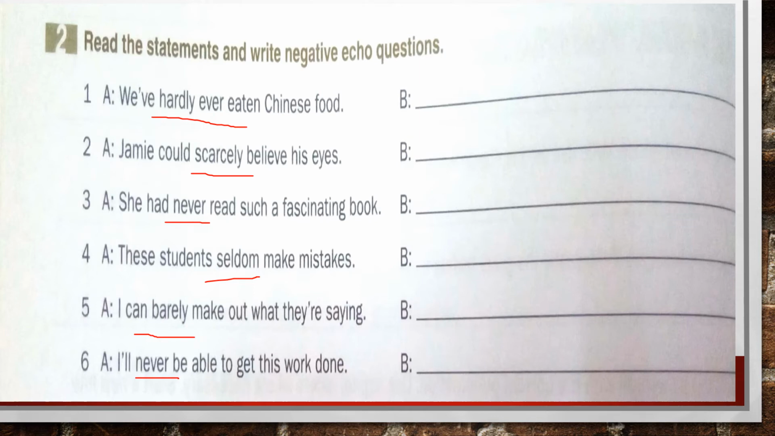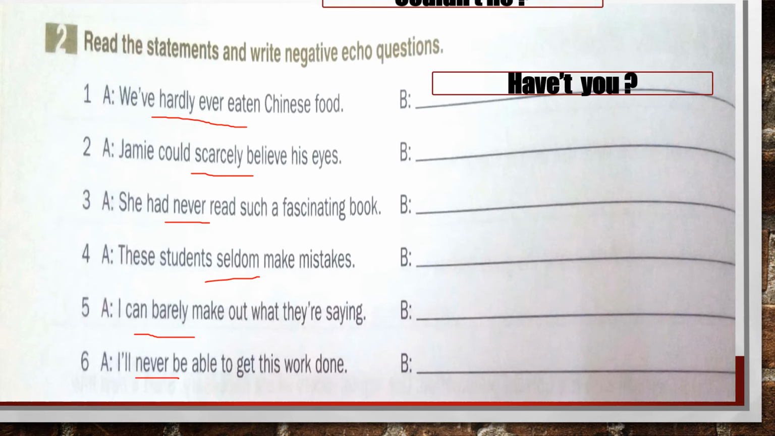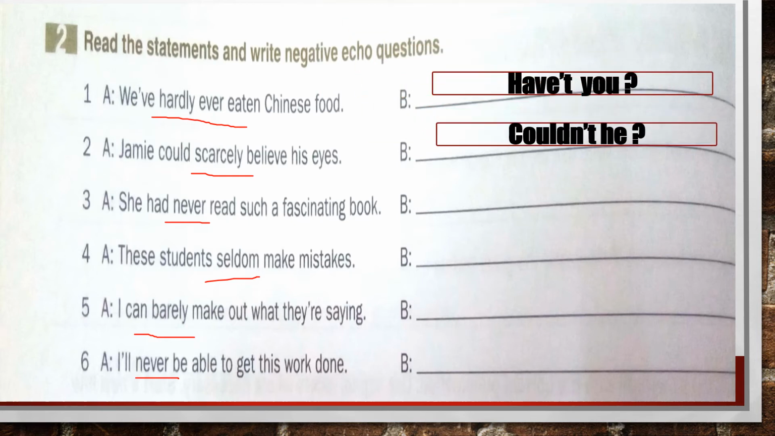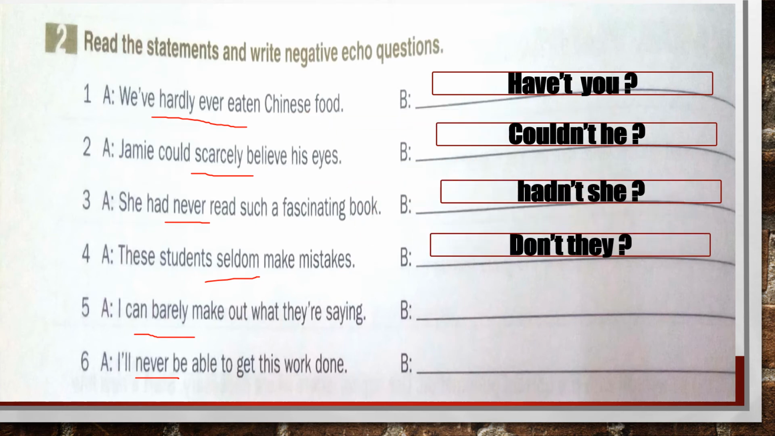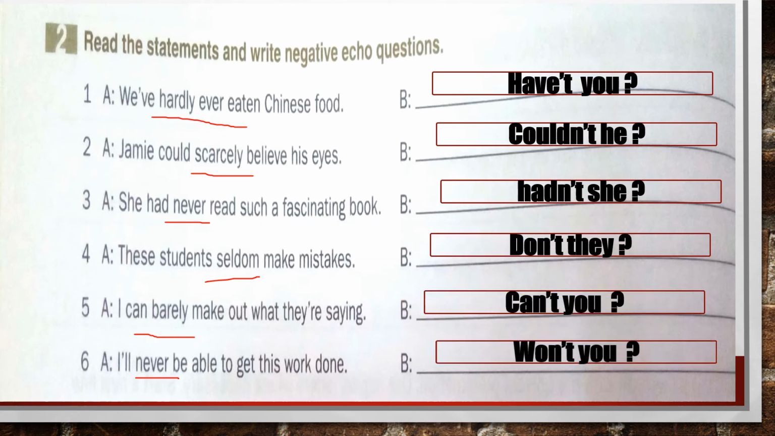We have hardly ever eaten Chinese food. Echo. Haven't you? Jamie could scarcely believe his eyes. Couldn't he? Echo. She had never read such a fascinating book. Echo, hadn't she? The students seldom make mistakes. Echo, don't they? I can barely make out what they are saying. Echo, can't you? I'll never be able to get this work done. Echo, won't you?